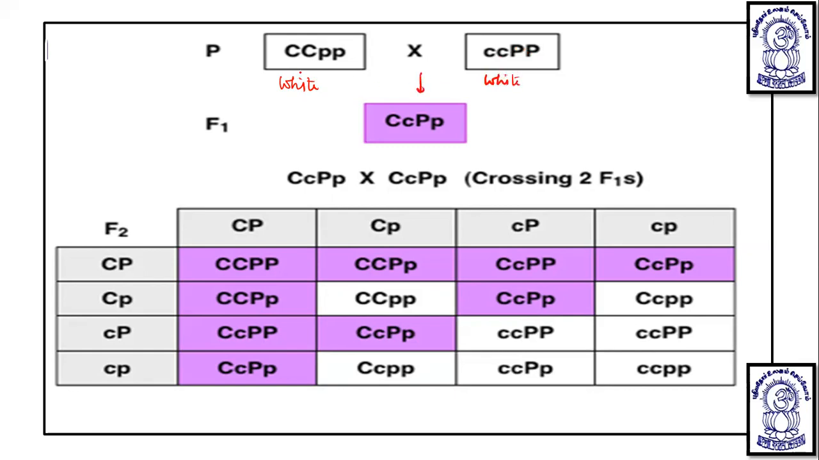When we make a cross, capital C and small p gametes will be produced. Here the gamete will be capital C and small p, and here the gamete will be small c and capital P. If we fuse these two, then F1 progeny will be produced, having capital C, small c, capital P, small p.